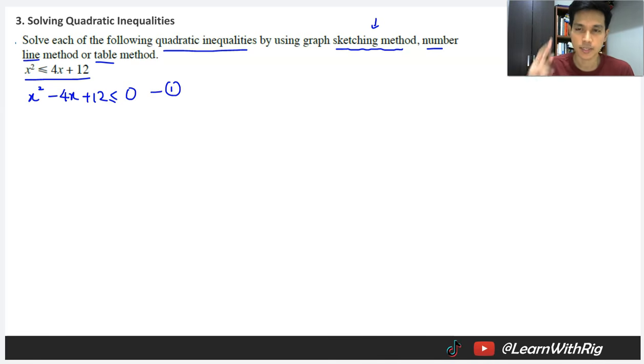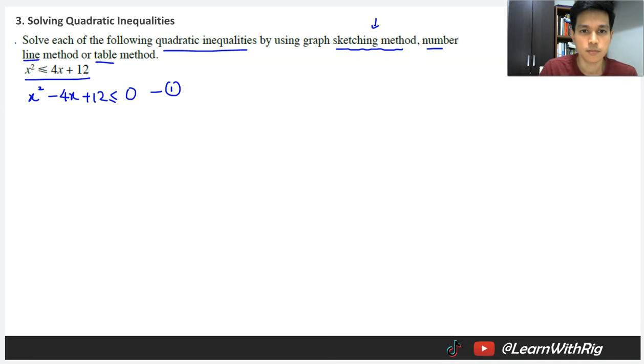This is the first thing you need to know. The second thing you need to know is to always make your front value, your x square value, this value a, become positive. The reason is because when you make it positive, it becomes so much easier for you to solve it. If you make it negative, it's going to be much more complicated. So I suggest making it positive.